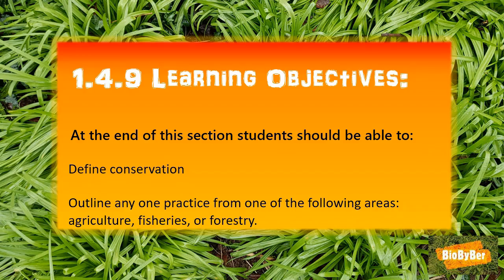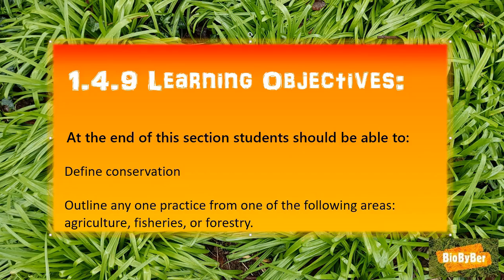What does this actually mean? What are we trying to understand? It's straightforward enough. We have to define the term conservation. We have to give a general description of any one practice from one of the following areas: agriculture, fisheries, or forestry. We shall focus our attention on fisheries because we might have some prior knowledge from geography that we might be able to use here.